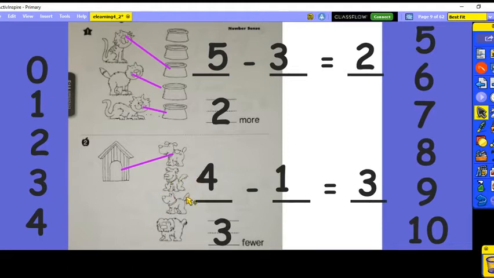Now let's look at our equation. 4 minus 1 equals 3. The answer when we subtract is called the difference. You're finding the difference, right? And when we subtract, our answer gets smaller.